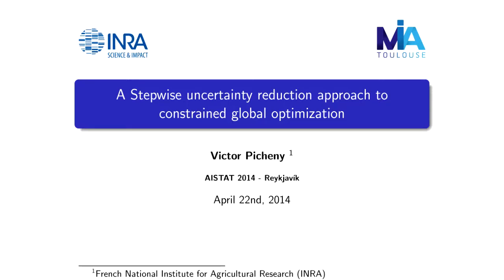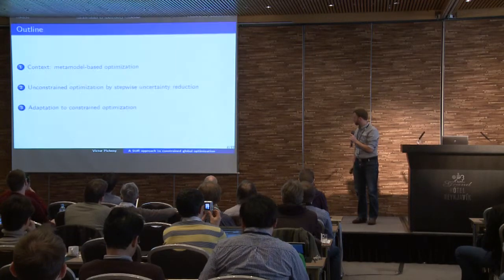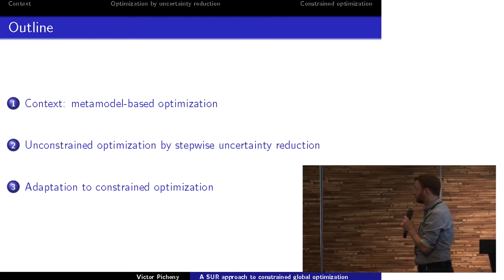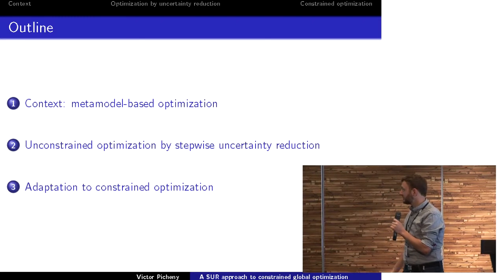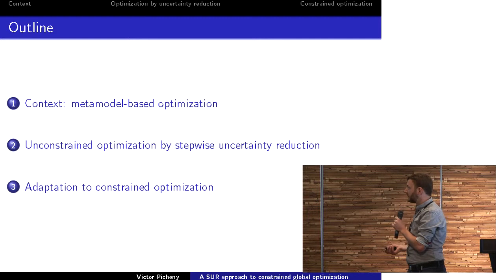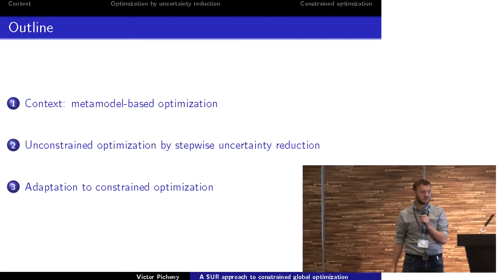So good morning, everyone. I'm going to talk today about optimization using Gaussian processes, and in particular, constraint optimization. Here is the outline of my presentation. I'm going to describe quickly the context, which is metamodel-based optimization, and then propose a new framework for optimization, which is stepwise uncertainty reduction, and then how I adapt it to the constraint optimization case.